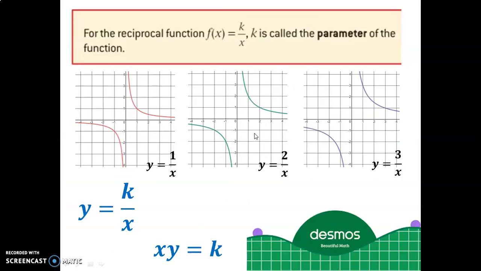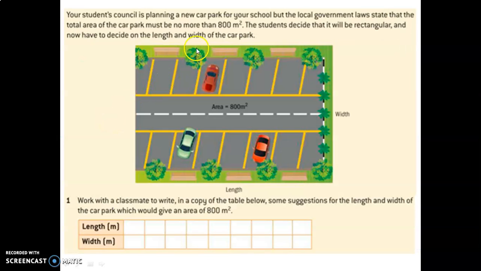Okay, great. Okay, please pause and read this problem, and then fill in some values in this table. In this table, you'll try and fill in length and width numbers for this parking lot that will give an area of 800.